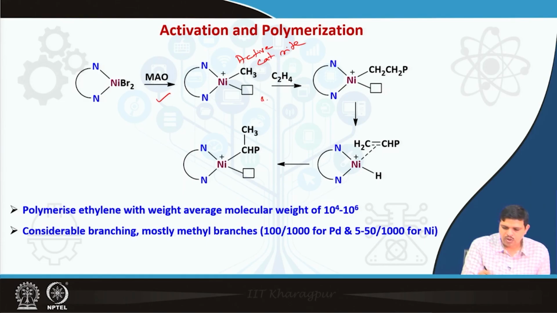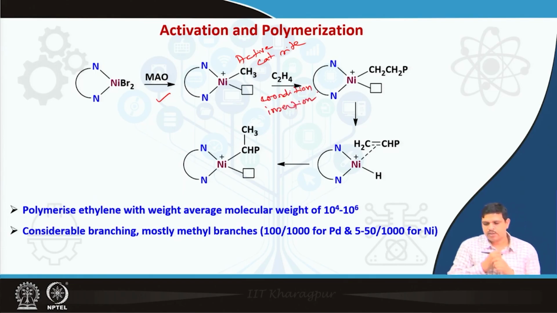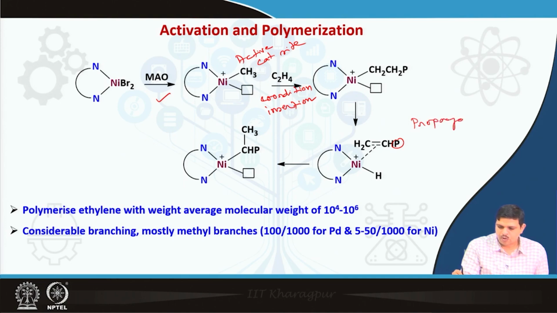So, ethylene coordination and insertion, as happened in the previous catalysts, and that is the way it propagates. P means polymer, so it is now like that propagation. So multiple steps of propagation like that. So this kind of polymerization catalyst is very effective.